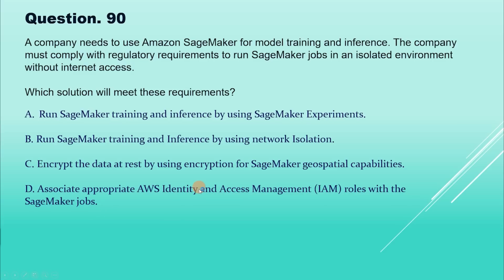Now let me reveal the correct answer for you, and the correct answer here will be option B, run SageMaker training and inference by using network isolation. Because network isolation is a feature in Amazon SageMaker that ensures that your training and inference jobs run in a secure, isolated environment without internet access. And this is a critical requirement for complying with regulatory standards that mandate the use of isolated environments for sensitive operations. So option B is correct here.